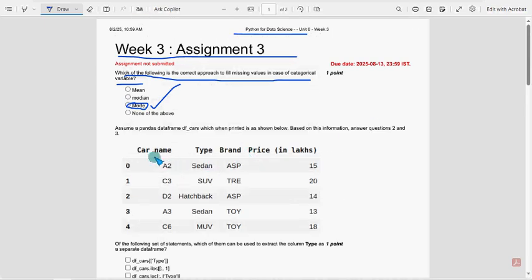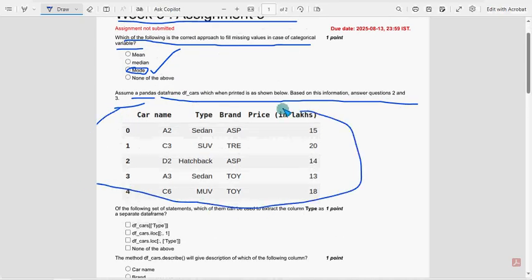So now let's see the second question. Assume the pandas data frame df cars which when printed is as shown below. Based on this information, answer question 2 and 3. So this is the data frame they have given.